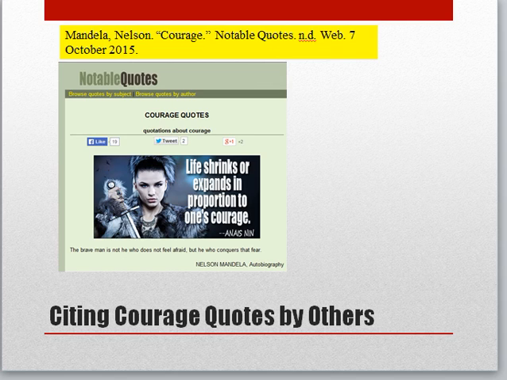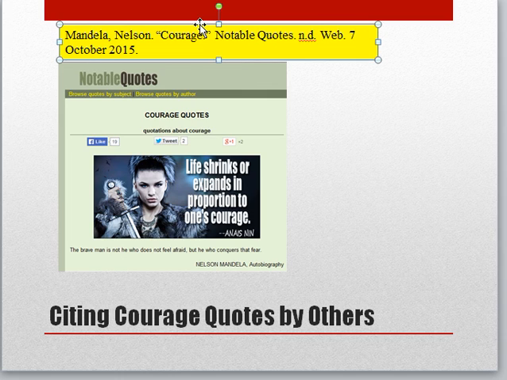So here's another example of a quote from someone about courage. This is a quote by Nelson Mandela. Note the formatting of the MLA citation you'd use on your works cited page. So here's the full citation. You notice the last name, Mandela, comma, Nelson, which is the author of the quote. This is what his quote is about, courage. This is the source, notable quotes. ND, once again, means no date, so we don't know from this internet site what date Nelson Mandela said the quote. It's from the web, and this is the date I accessed it.